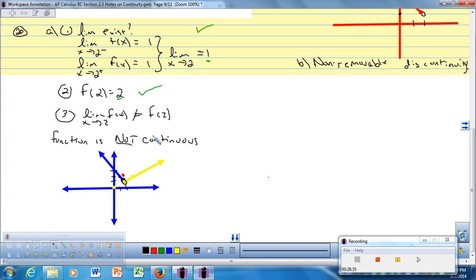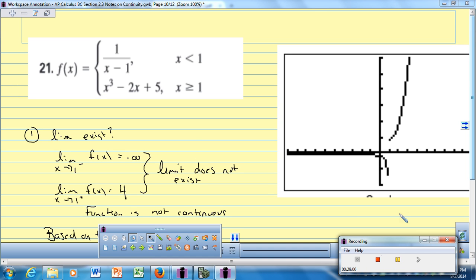So, is this a removable or non-removable discontinuity? Well, it is a removable discontinuity because if I just simply fix f of 2 to fill in this hole, we would have a continuous function. So this is a removable discontinuity. All right, let's look at 21.